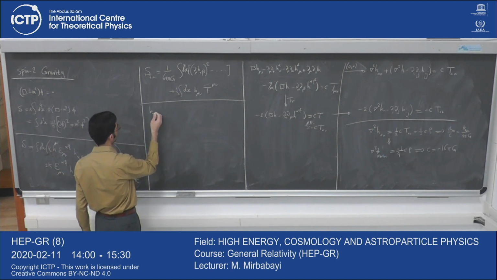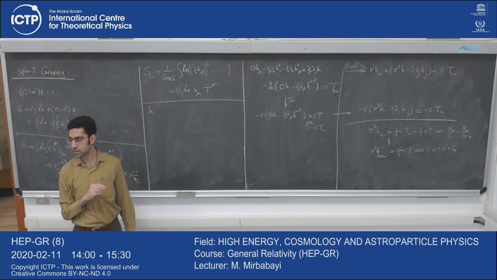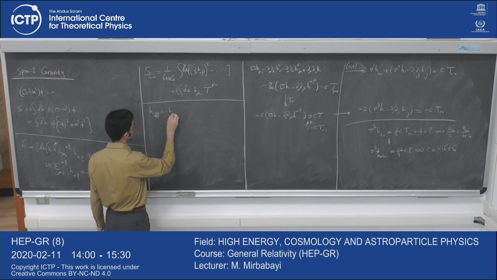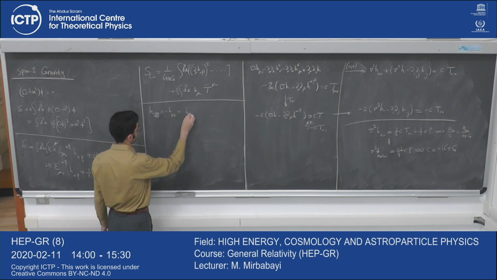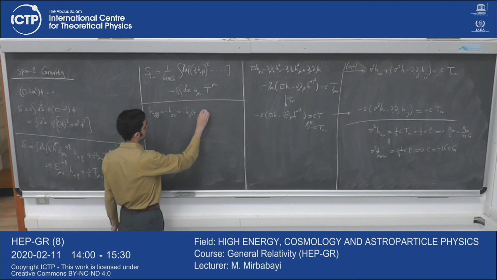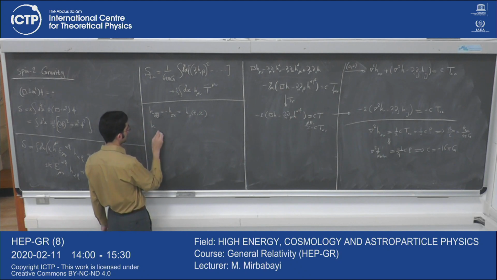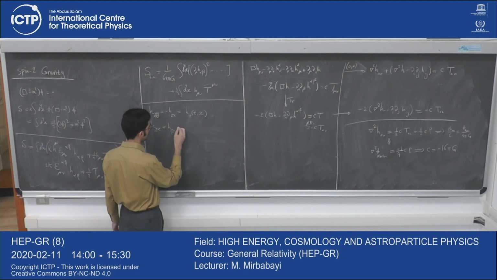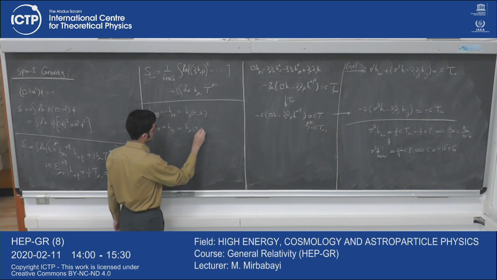where h mu nu, for instance, we have a wave that moves along the x direction, and h mu nu has the following form. We have h yy equals minus h zz equals some h plus of t and x, and h yz is equal to h zy, obviously, equals some h cross of t and x.